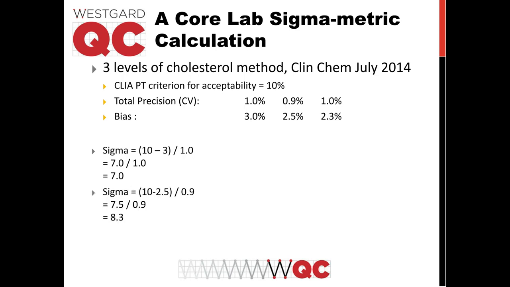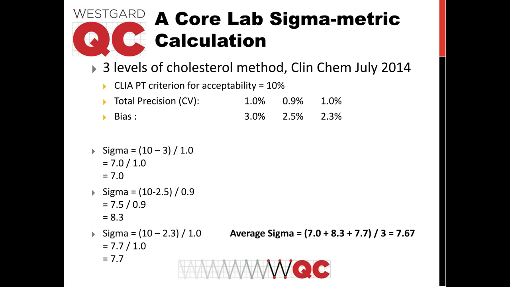In the middle of the range, 10 minus the bias of 2.5 divided by less than 1% imprecision, also better than 6 sigma. At the upper end of the range, 10 minus the bias of 2.3 divided by imprecision of 1, better than 6 sigma at the upper end of the range. Now in this case, we have a really ideal scenario. Every level, every area of the test is above 6 sigma.